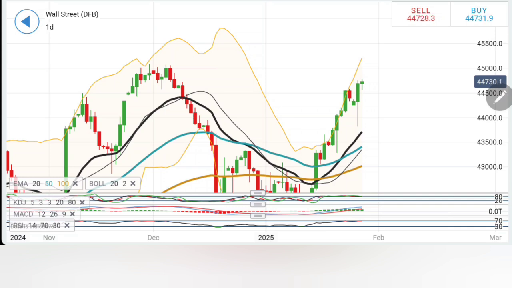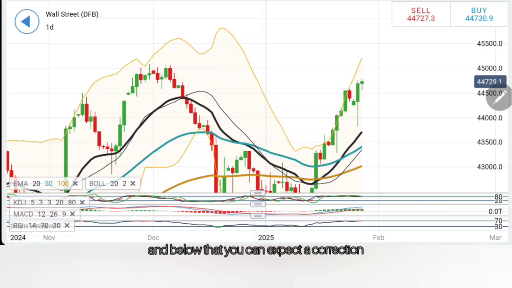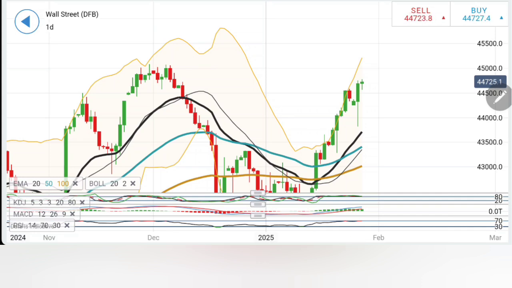While on the downside, I will recommend a selling entry at 44,600, 580 zone, only below which, only and only if it trades below 44,600, 580, you can say that more bearishness is to be seen, and below that you can expect a correction which is going to take it towards 44,500 first, 44,400 second, and any drop below 44,400 is a sign of bearishness here. For your study.